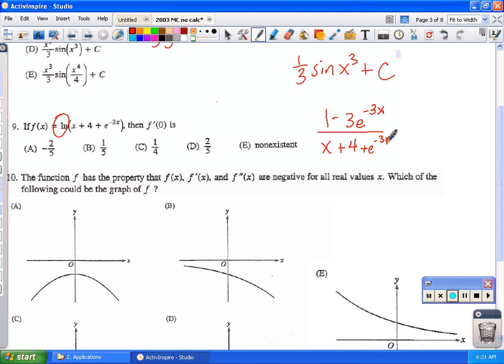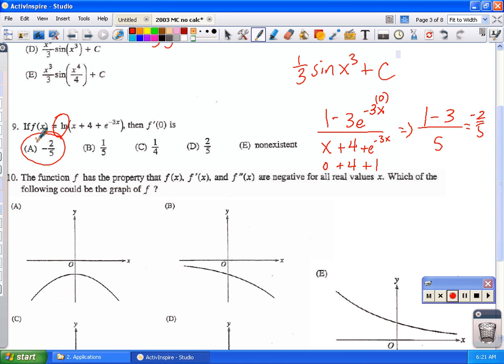And now I'm going to evaluate that at 0. So I'm substituting 0 in place of x. So I have 1. If I put 0 in here, e to the 0 is 1. So that's 1 minus 3. In the denominator, I'll put a 0 here, plus 4. Again, e to the 0 is 1. 4 plus 1 is 5. Do the arithmetic, and I get negative 2/5, which is letter A.